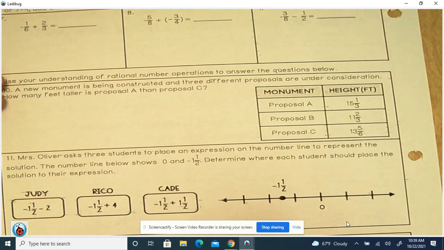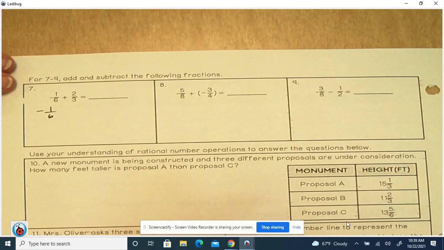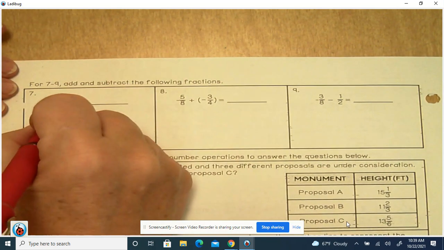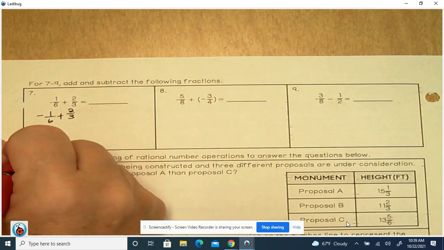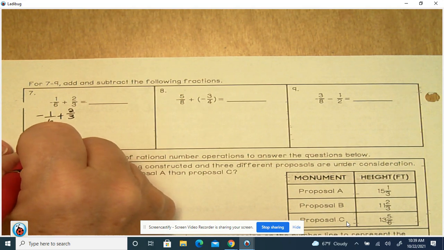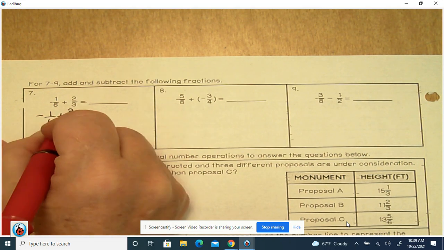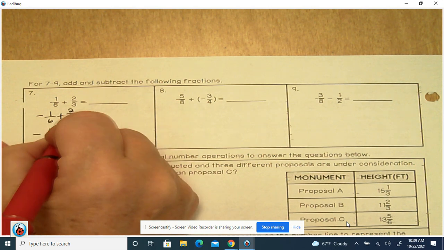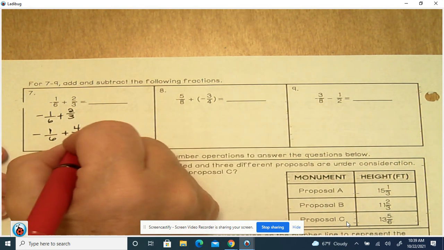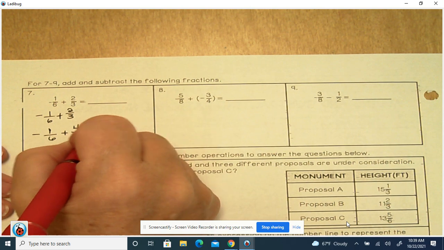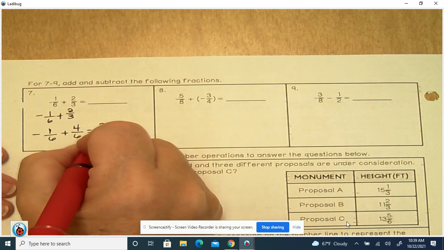On the back, we have negative 1/6 plus 2/3. These denominators are different, so we've got to find common denominators, which for 3 and 6 is 6. That stays. 3 goes into 6 2 times. 2 times 2 is 4. Different signs subtract. And that's going to be 3/6, because 4/6 is the highest absolute value and it's positive.